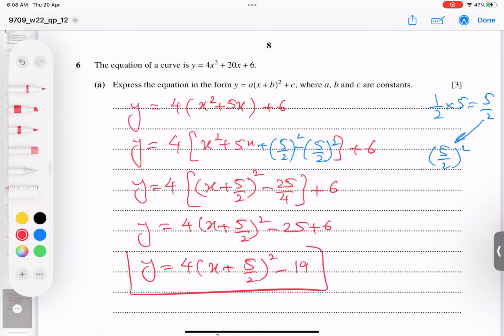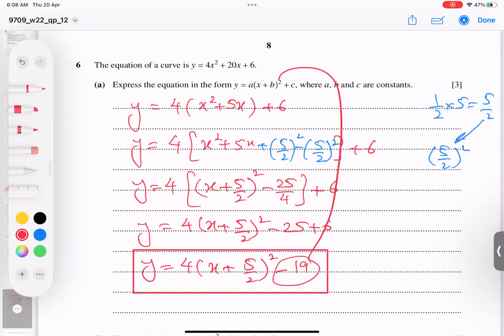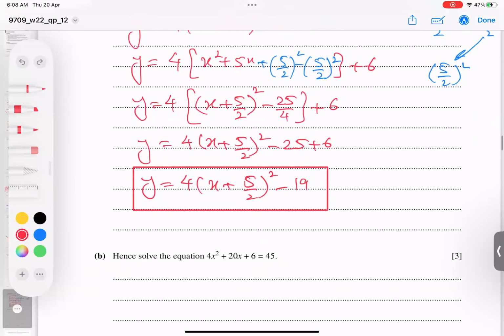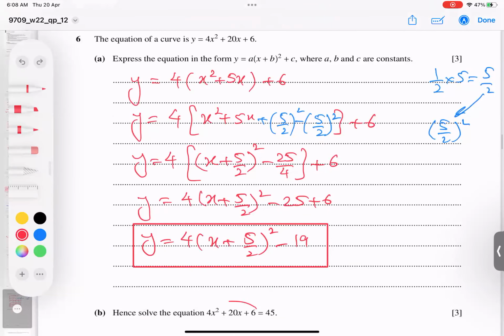This is our completing the square form. You would match this, if you're asked: C is minus 19, B is this 5 by 2 positive, and A is 4, if he asks you. But no, he's not asking that here. Now he's saying that the same equation, you can match, this is totally the same.